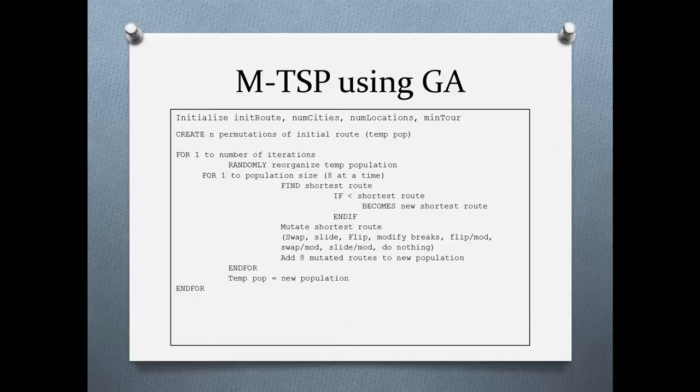So the first thing we want to do after that is create n permutations of the initial route. So however many permutations we need, we want to create that many. And then we want to set a number of iterations. Basically, a genetic algorithm will keep running until it has reached as many iterations as we have told it to. So for 1 to that many iterations, we want to randomly reorganize a temporary population, just meaning that we don't want all of our similar permutations next to each other.